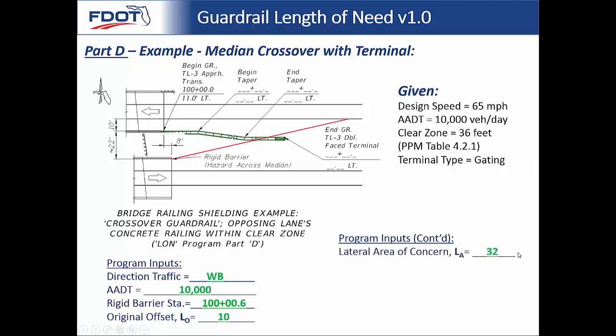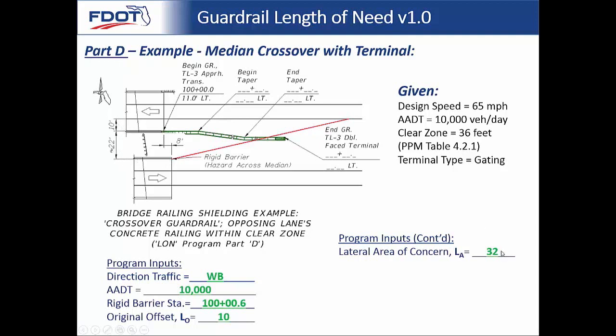Okay, so some more inputs. Our lateral area of concern, that equals 32. And so, okay, how did we get that? Okay, again, we're talking about this lane right here, the traffic going right to left, and the clear zone is 36 feet. So this rigid barrier across the median is well within that. How do we know that? Okay, the back of it is 10 feet plus 22 feet. It's 32 feet away.